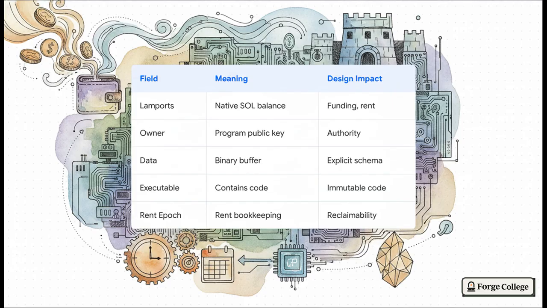It designates exactly which program is actually allowed to modify the data. Then, inside the data field itself is just a raw, uninterpreted binary buffer. There is absolutely no built-in schema here. Your program has to know exactly how to read and write those specific bytes. We also have an executable flag, which is just a simple boolean telling the network whether this account holds passive data or active, immutable program code. And rounding the whole thing out is the rent epoch. Think of this as the network's bookkeeping mechanism to make sure you've actually paid for your storage space.